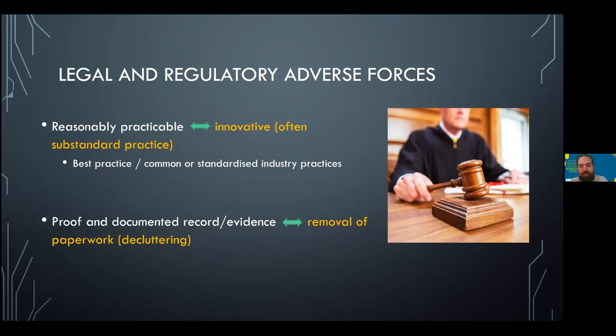Because the judge wants to see documents. And also the OHS, Health and Safety, Bureau Veritas and SGS, all these certifying companies also want to see documents and proofs and evidence. So if you're going to get rid of all these documents, how are you going to demonstrate? So this is a challenge for Safety 2.